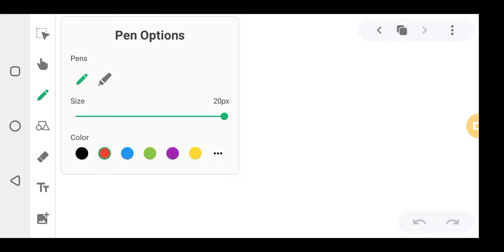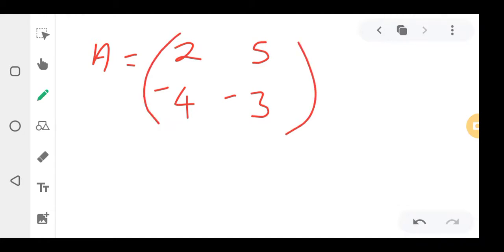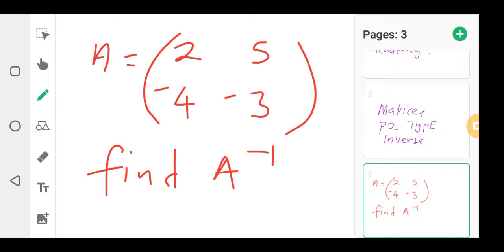Okay, now sometimes they can give you a matrix, like matrix A is equal to 2, -3, -4, 5, and then they tell you find A inverse. That symbol means inverse, A to the power -1. What's the first thing you do? You first find the determinant.